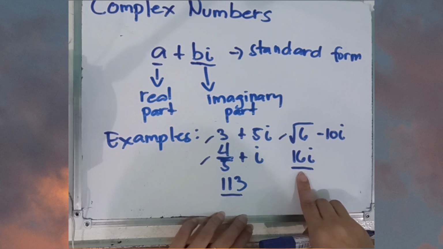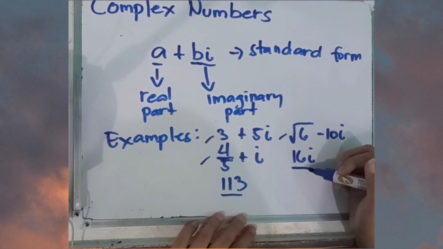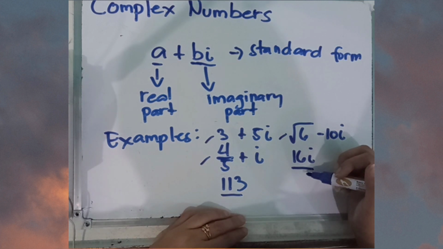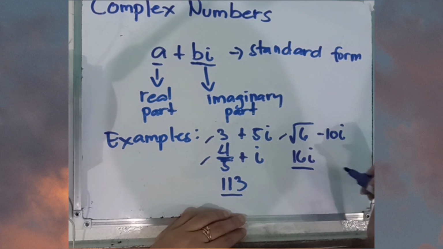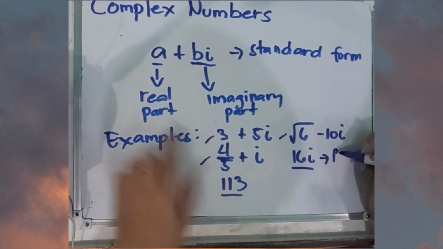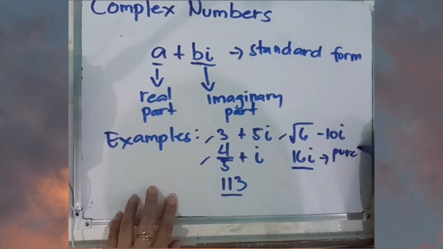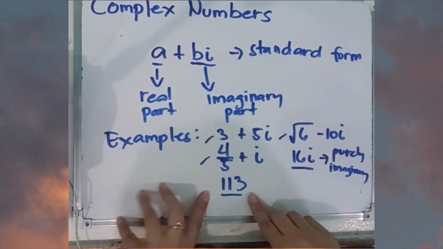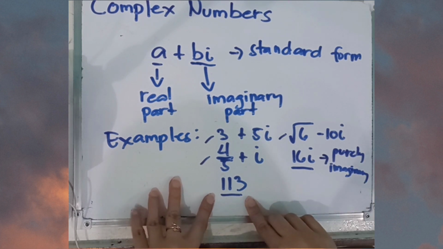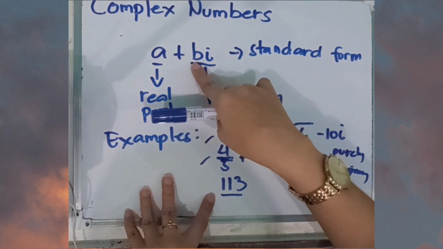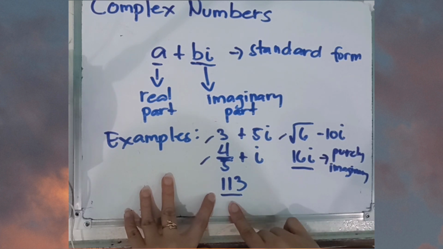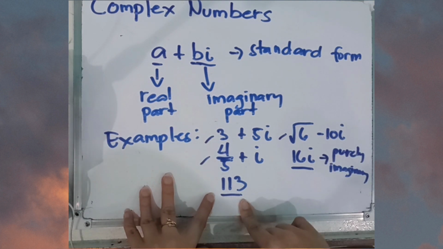This is a purely imaginary number, because the real part is 0. Now how about 113? In the case that b is 0, we are only left with the real part. So we can say that real numbers are a subset of complex numbers.